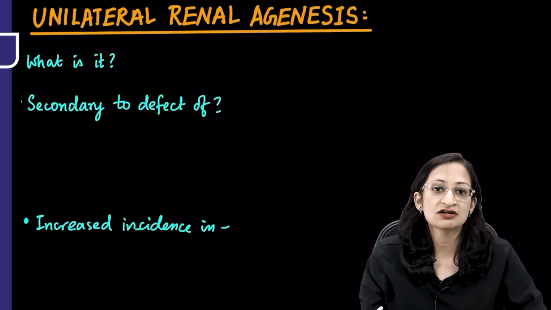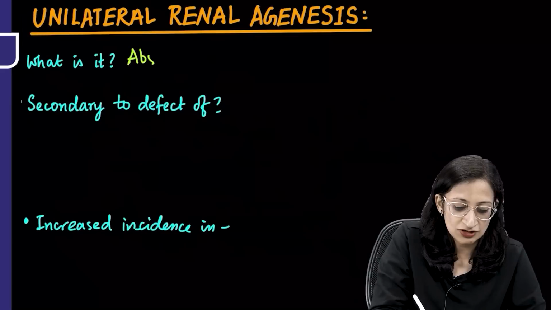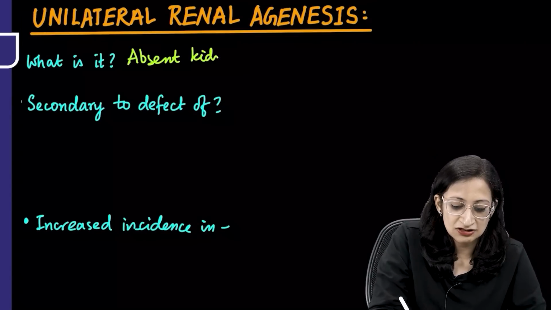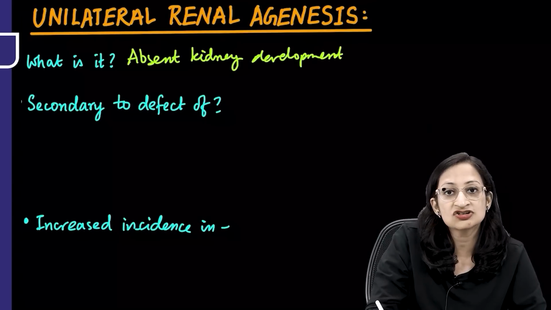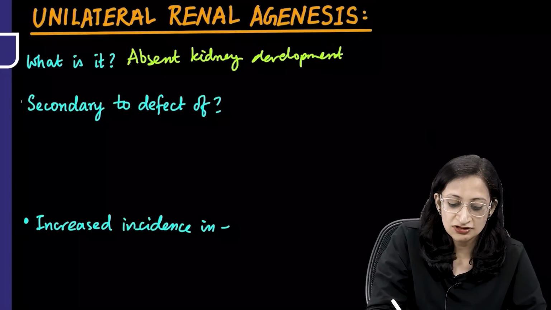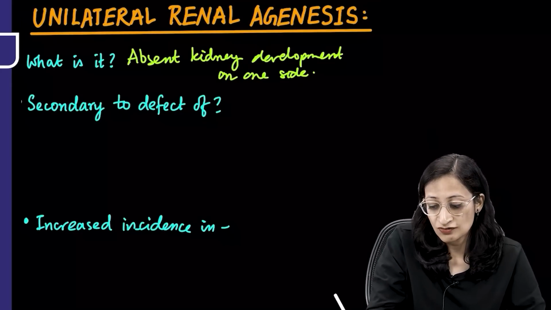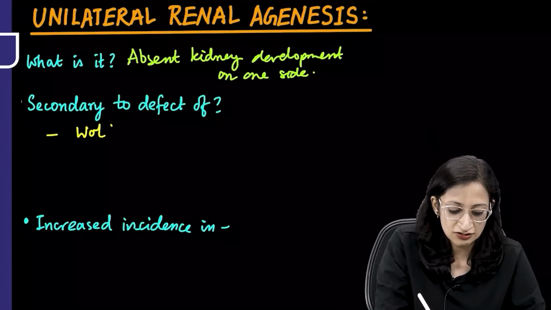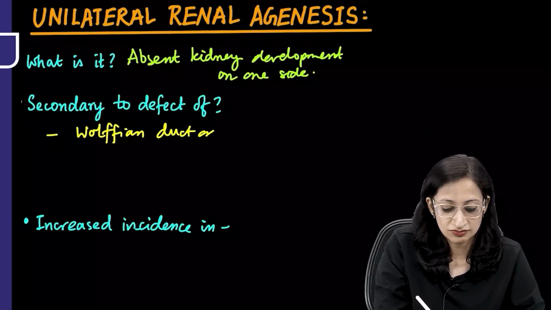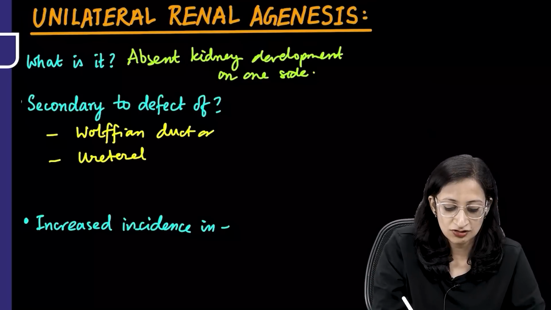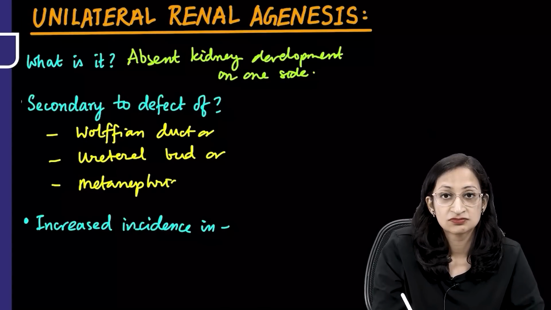Now what about unilateral renal agenesis? Unilateral agenesis is absent kidney development. So one of the kidneys is not developed, and as a result the child has a single kidney. It can be secondary to a defect of either the Wolffian duct, or the ureteric bud, or the metanephric blastema.